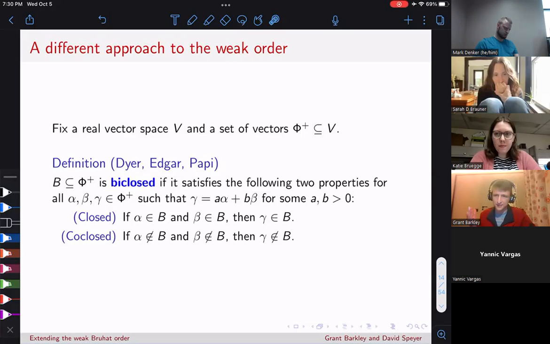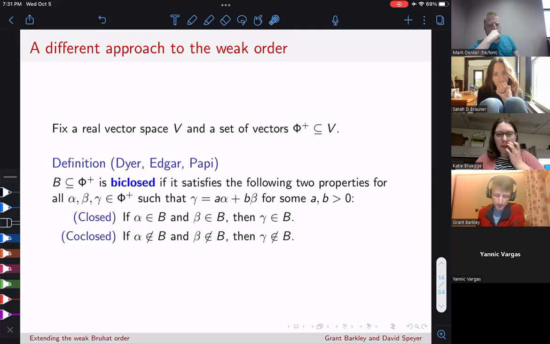Biclosed sets are something that you can just define very generally. So if we have a vector space and we have a set of vectors in that vector space, I've denoted it phi plus because it'll end up being positive roots. Then if we take a subset B of phi plus, we call it a biclosed set if it satisfies two properties. One is called closed and one is called co-closed.